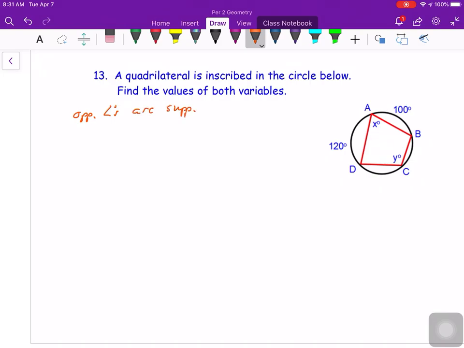In an inscribed quadrilateral, there's a couple of different things that we know. We know the opposite angles are supplementary. But I think we can find y first. Now, angle y is actually this angle right here. The arc that goes with it is this arc out here.